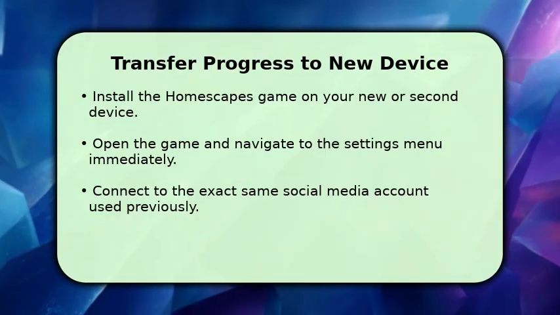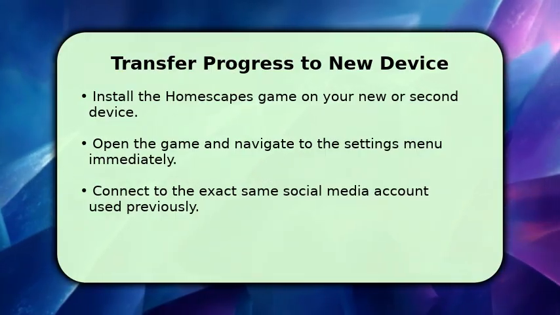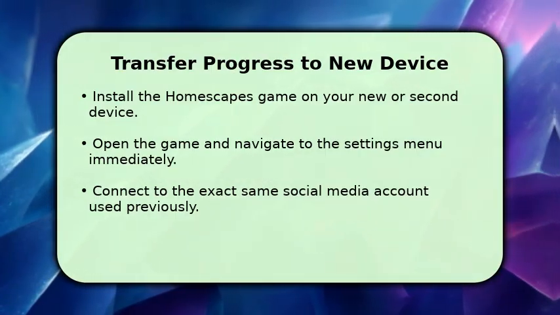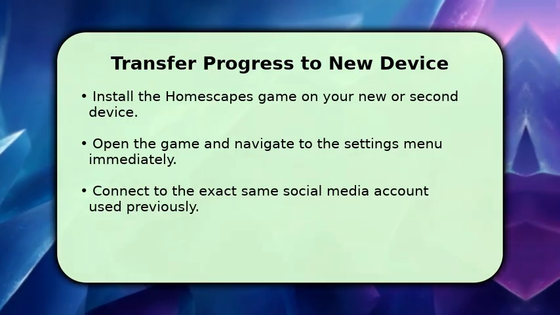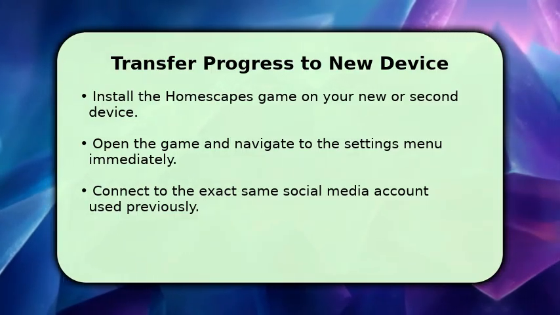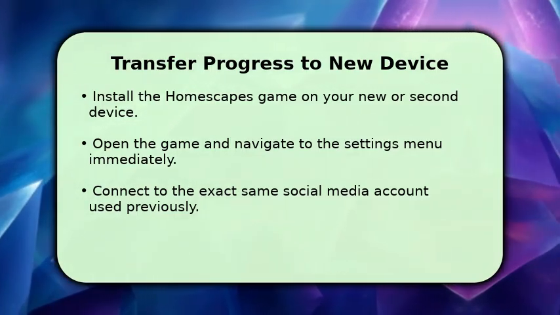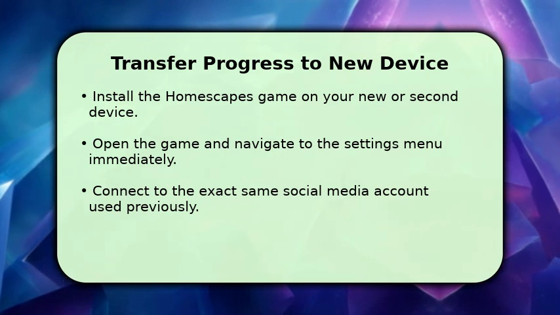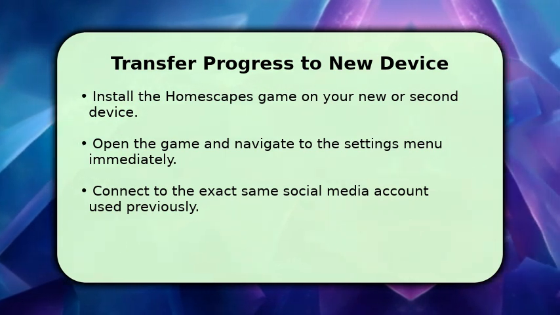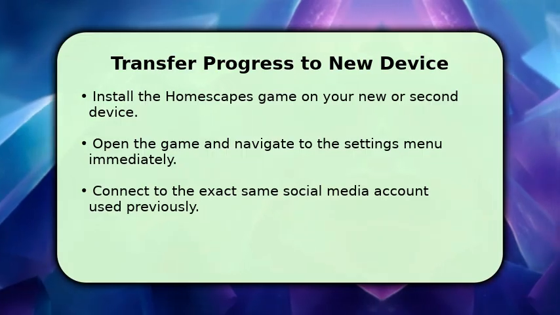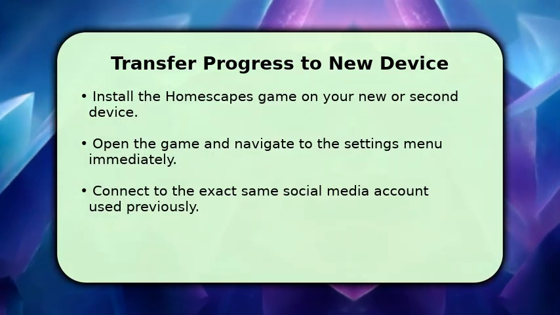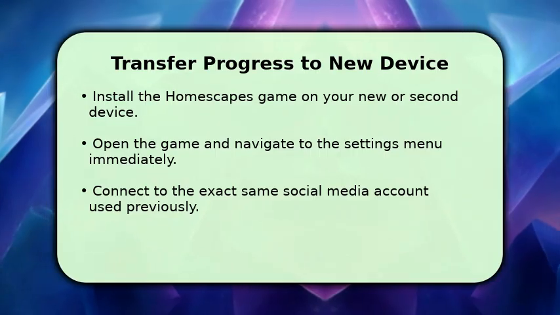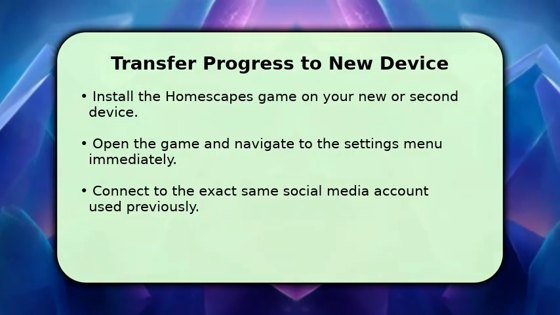Once Homescapes is installed on your new device, open the game. Do not start a new game. Instead, go straight to the Settings menu, usually found via a gear icon. From there, select the option to connect to a social media account. Log in using the identical Facebook account you linked on your original device. The game will then prompt you to load your saved progress, typically showing your current level.